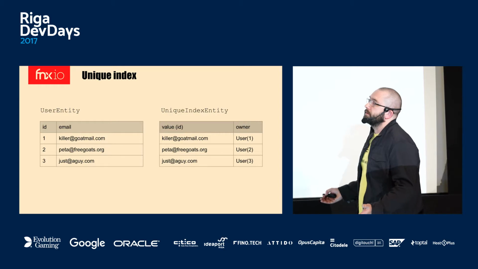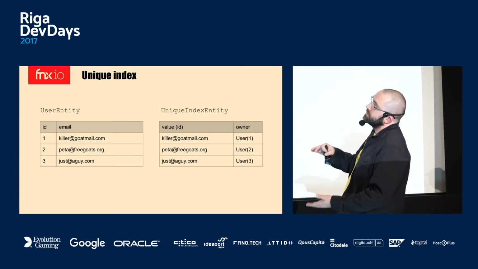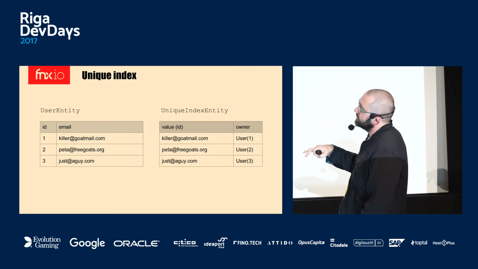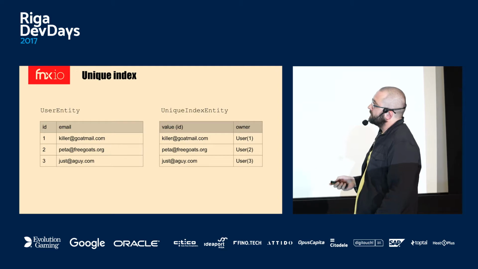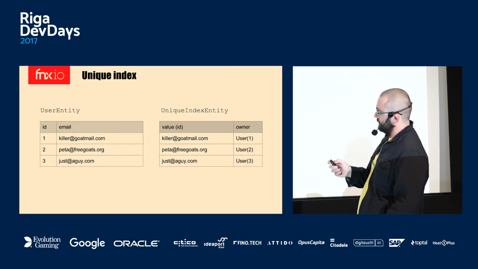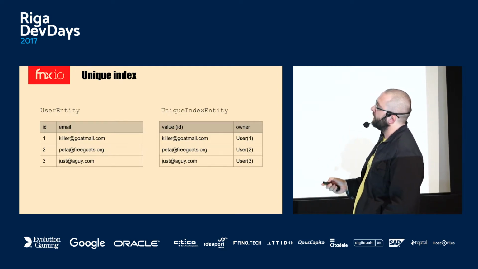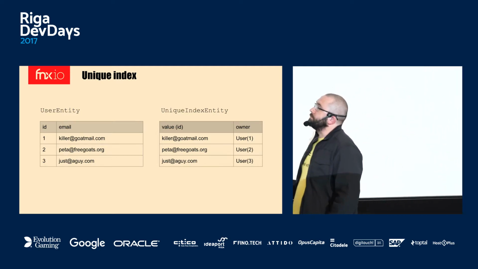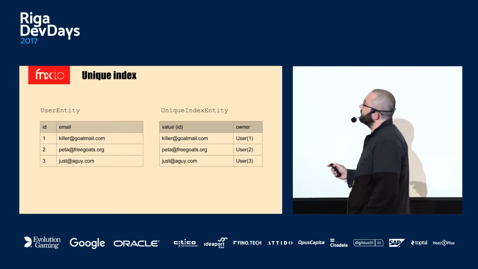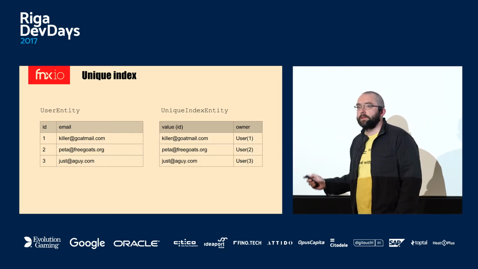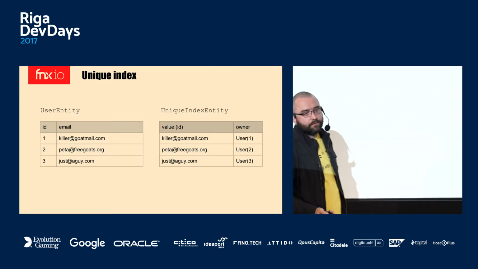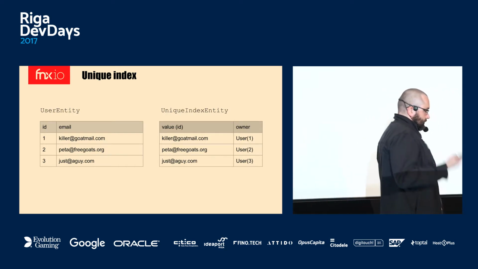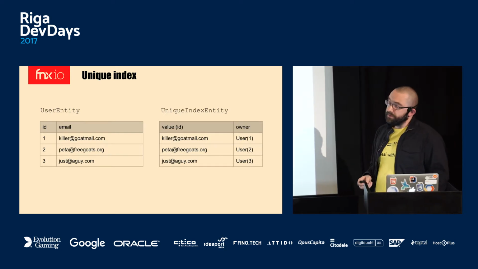And I can work in transactions. As long as I'm modifying those two entities in a transaction, I should be consistent, and I can be sure that all emails are unique in my database. I could also use email as a primary key right here with the user, but it would be complicated then for the user to change his email, right? So there is a way around it.